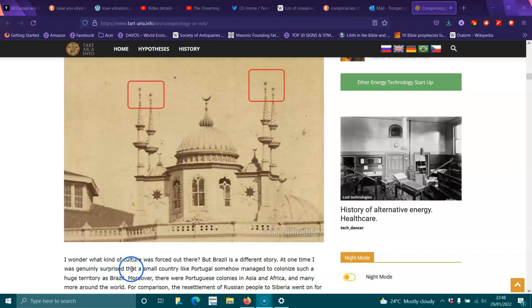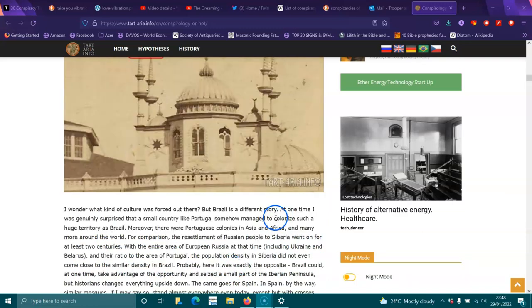I wonder what kind of culture was forced out of there, but Brazil is a different story. At one time, I was generally surprised that a small country like Portugal somehow managed to colonize such a huge territory as Brazil. Moreover, there were Portuguese colonies in Asia and Africa and many more around the world. For comparison, the resettlement of Russian people to Serbia went on for at least two centuries.